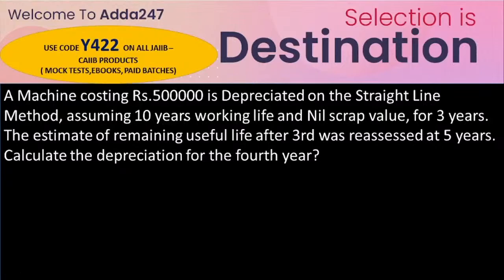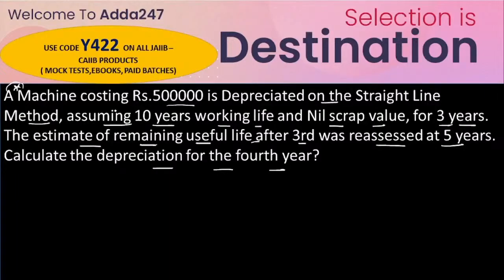Now the next question: a machine costing 5 lakh rupees is depreciated on the straight line method, assuming 10 years working life and nil scrap value, for 3 years. The estimated remaining useful life after the third year was reassessed at 5 years. Calculate the depreciation for the fourth year. This is a very important and somewhat complicated question related to the straight line method. Just understand how we solve these kinds of questions in the exam.